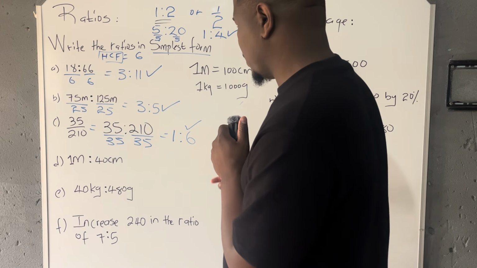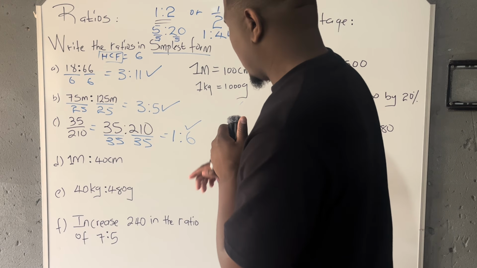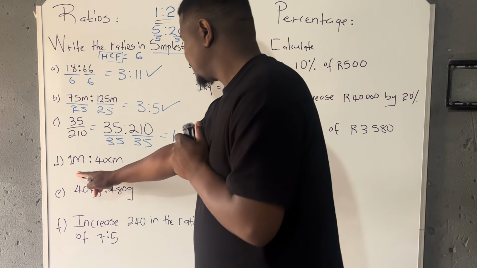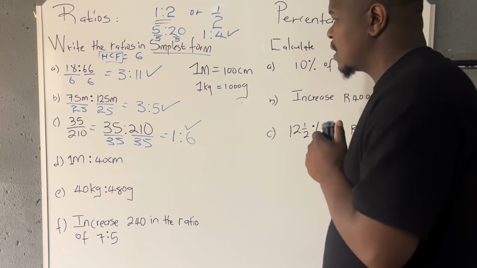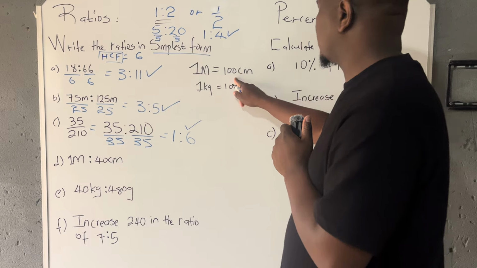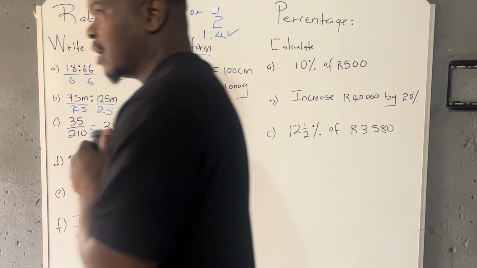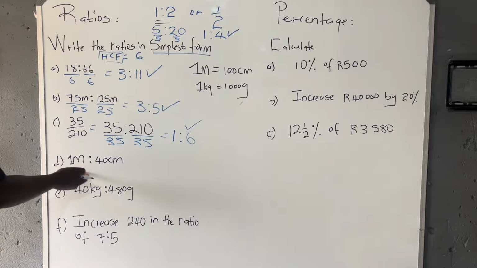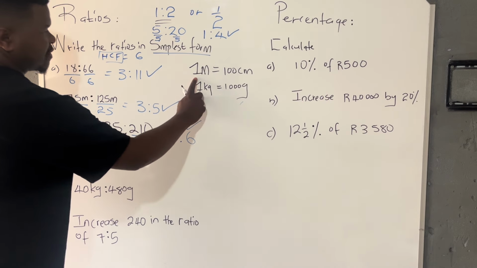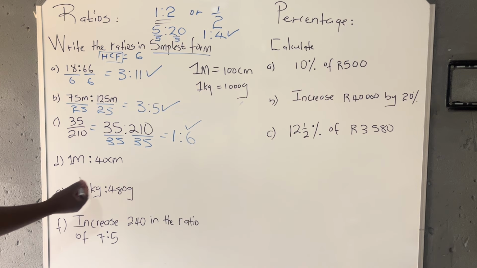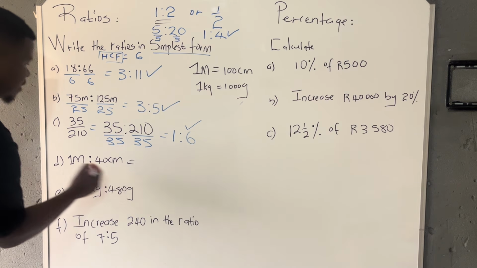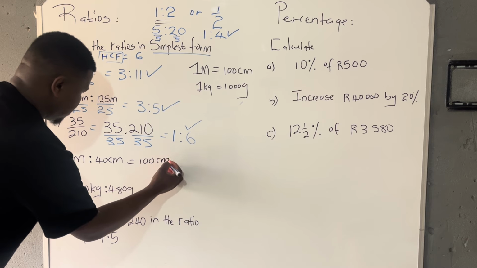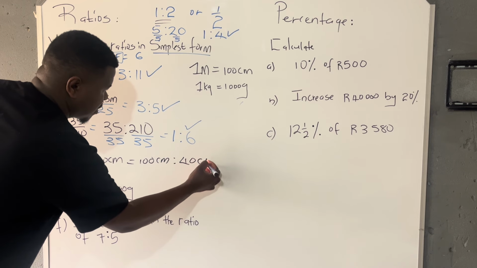So now it's up to you whether you want to make a meter into a centimeter or vice versa. The choice is yours. It's up to you which one you prefer most. In this case, I would prefer to make centimeter both sides. That means where I see 1 meter, I'll put 100. So from here, I'll start by saying 1 meter will be 100 centimeter is to 40 centimeter.